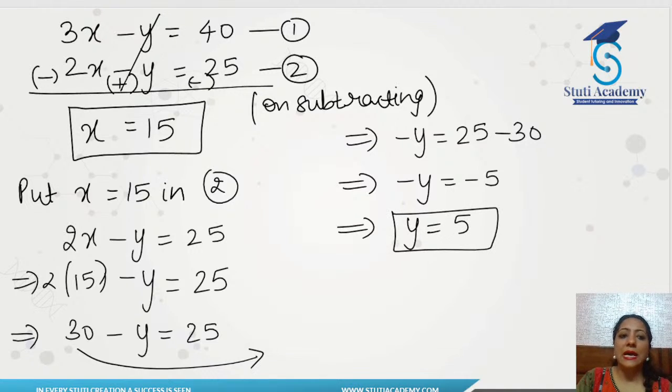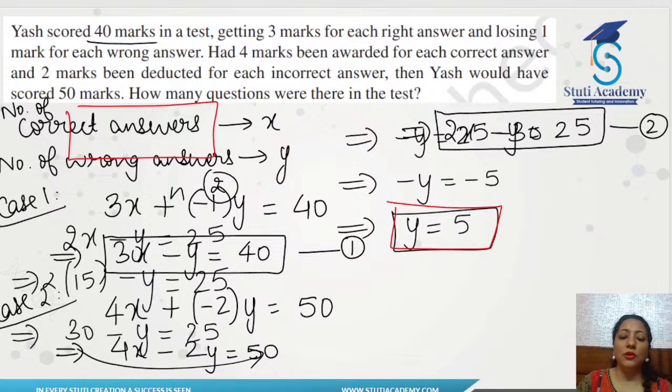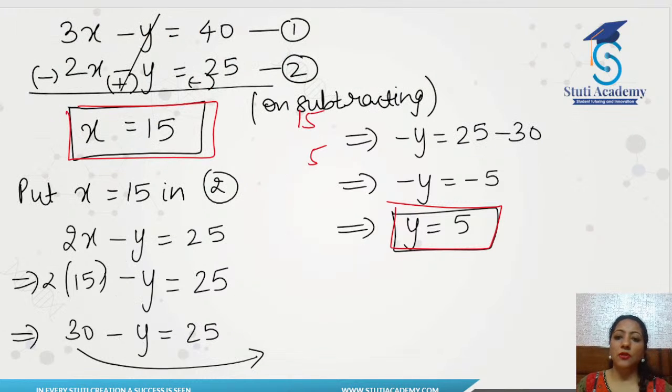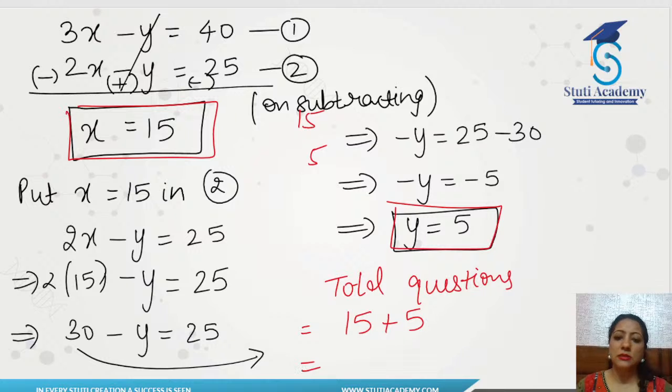Now we have x as 15 and y as 5. That means the number of correct answers we have is 15 and the number of wrong answers we have is 5. That means the total number of questions in the test we have as 15 plus 5, that is 20 questions. Okay, I hope students you've all understood this.